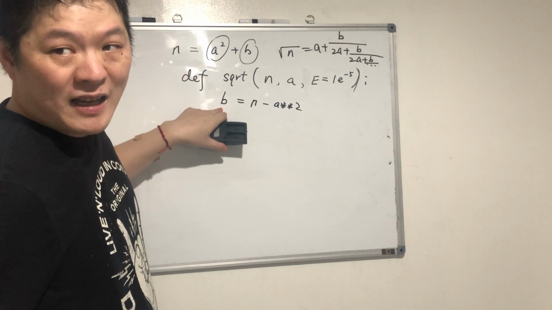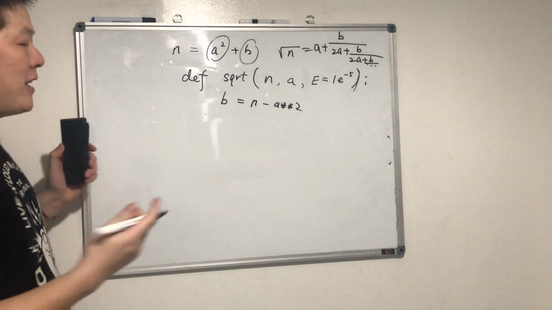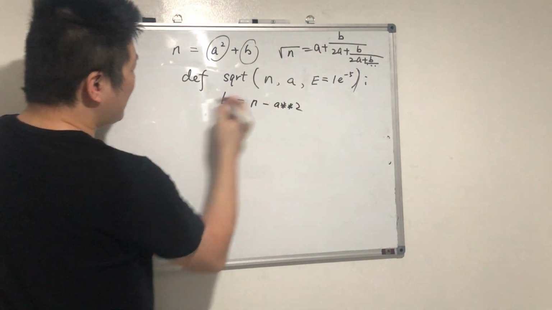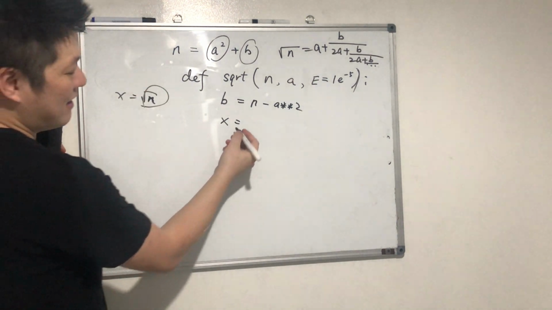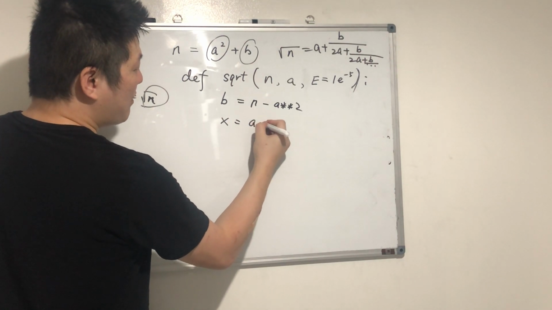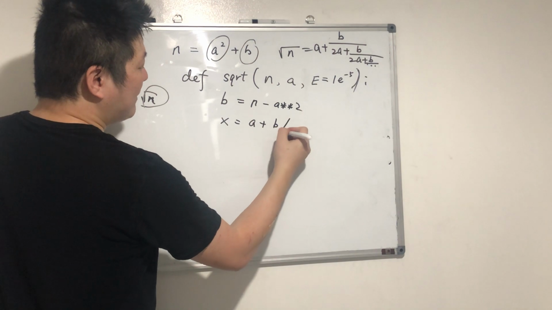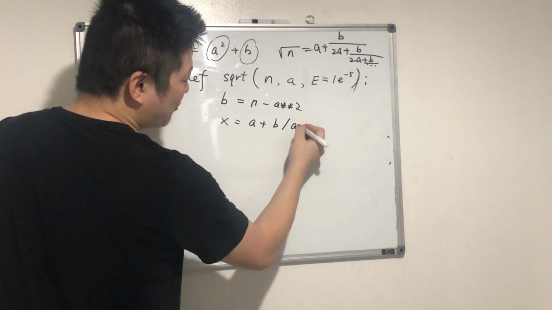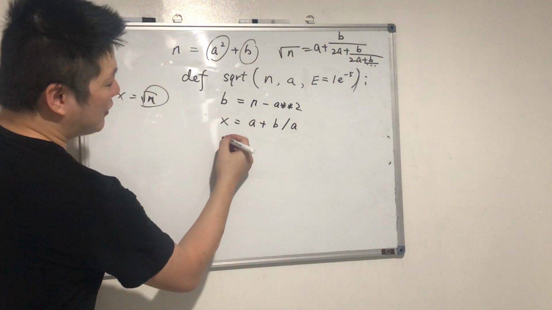So look, now we want to calculate x, right? x is the number we want to calculate. x equals A plus B divided by, let's do it divided by A. It's 2A, but actually I'll show you why we should put an A here.